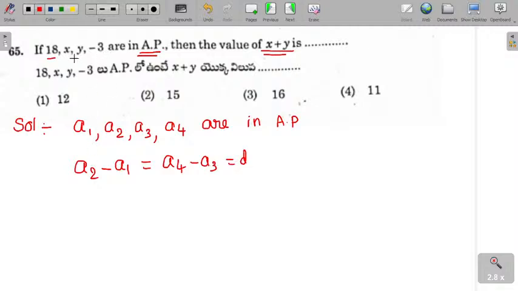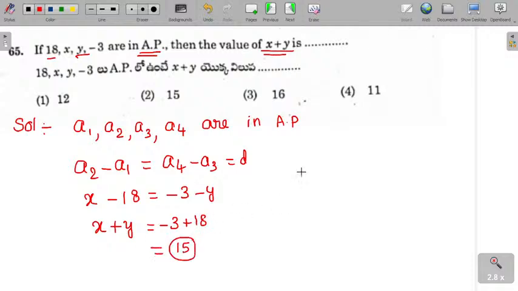So actually here, what is A2? x minus A1, which is 18, equal to A4, which is minus 3, minus A3, which is y. You bring minus y to this side, transposing the terms, minus y to the right hand side. So we get x plus y is equal to minus 3 plus 18. So the answer is 15.